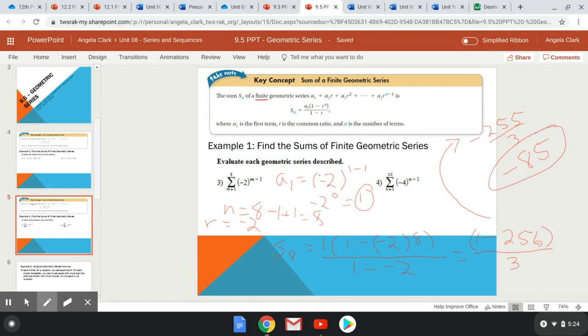Okay, so if you need to pause and finish writing things down, now would be the time to do it. I'm going to erase so that we can do the next one. So here we go.